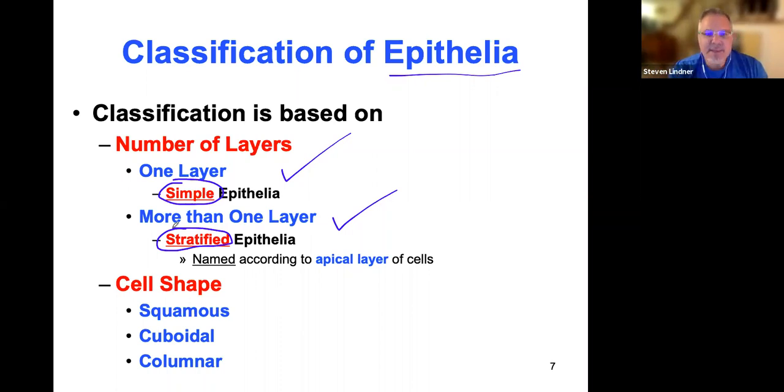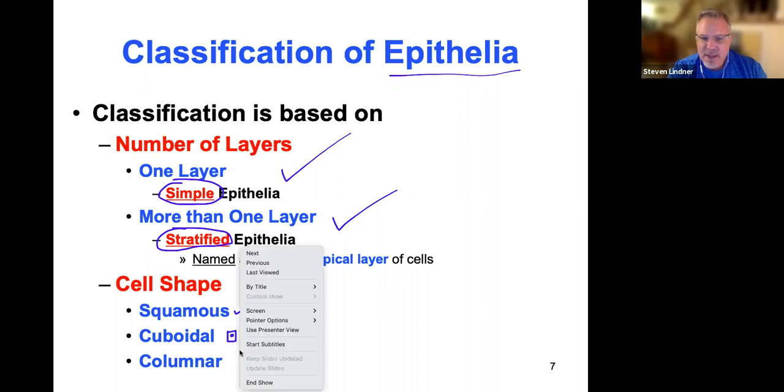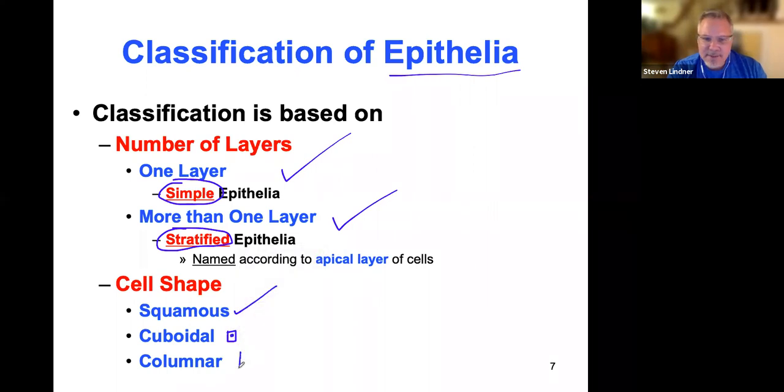Okay. The next question we would ask ourselves is, all right, what's the shape of the cell? Does it look flat and irregular? If it's flat and irregular, we call it squamous. If it looks like a cube or a square, like this with a nucleus, it's cuboidal. And if it looks like a building or a tall column with a nucleus, then we call it columnar.